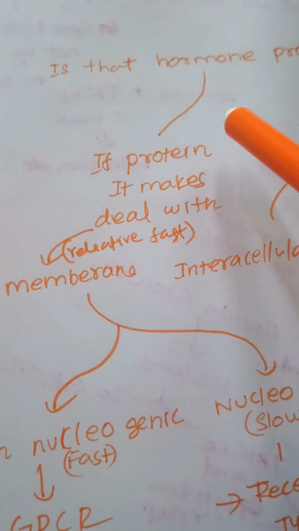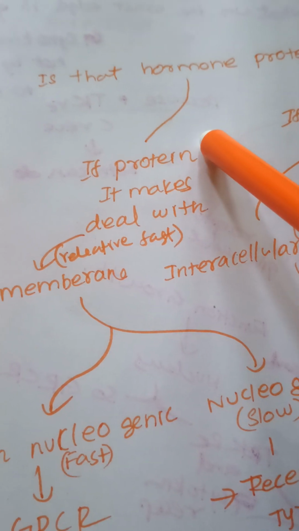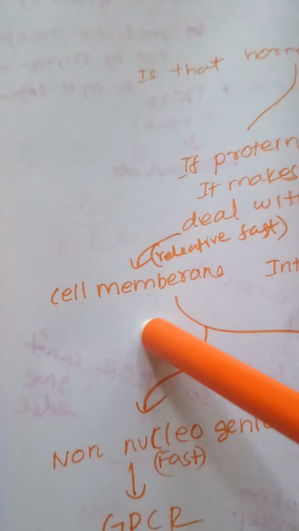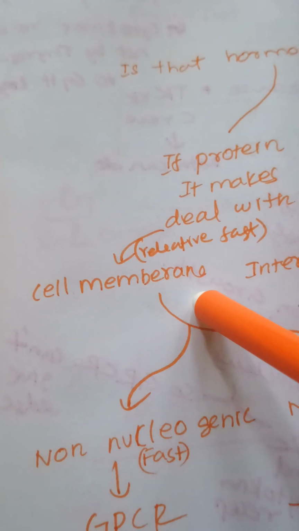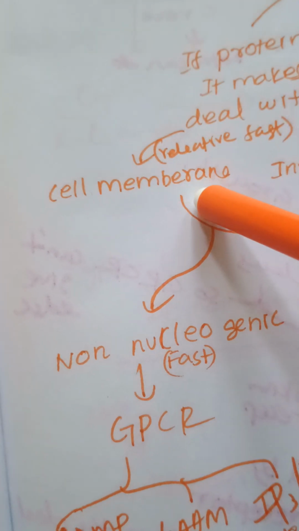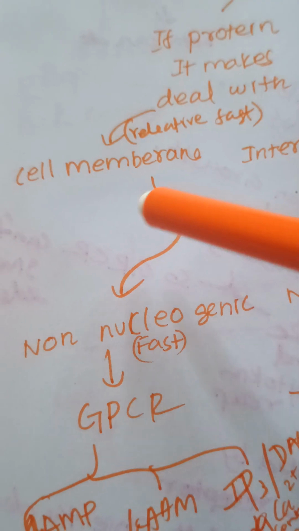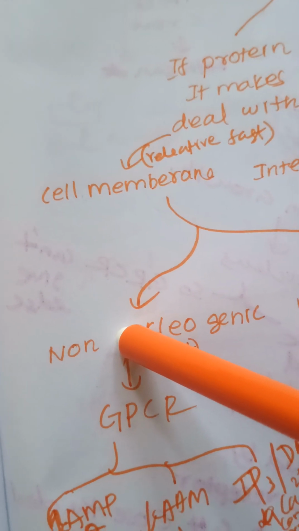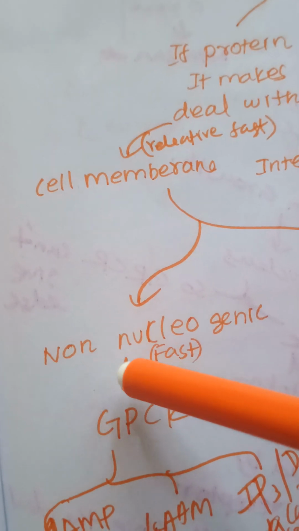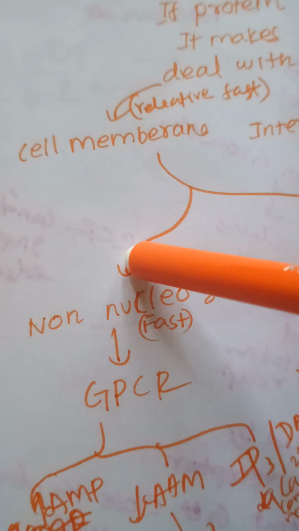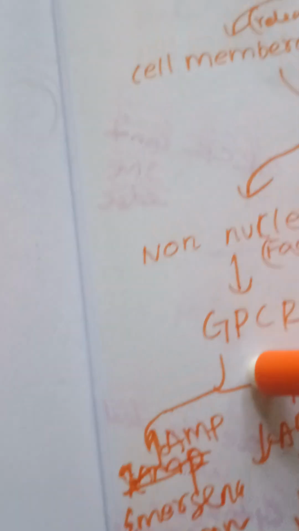So protein hormones make deals with cell membrane receptors because they are polar substances. Cell membrane receptors also have nucleogenic and non-nucleogenic types. Non-nucleogenics are relatively fast. It paves a path for the emergency hormones, like epinephrine, TSH, ACTH. They act through the GPCR.